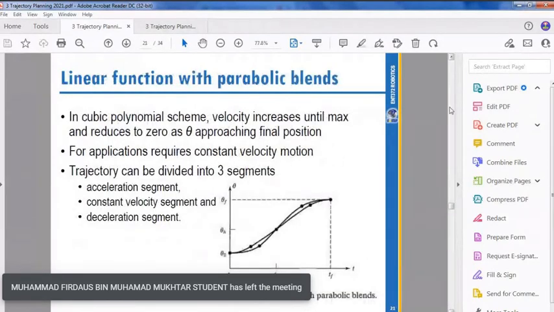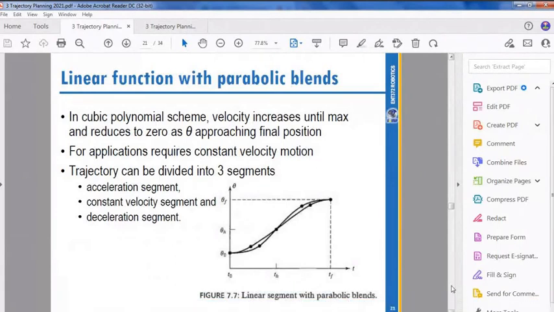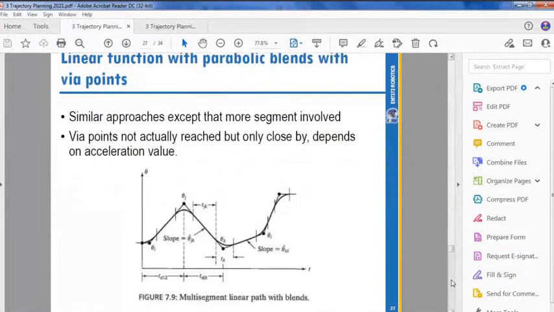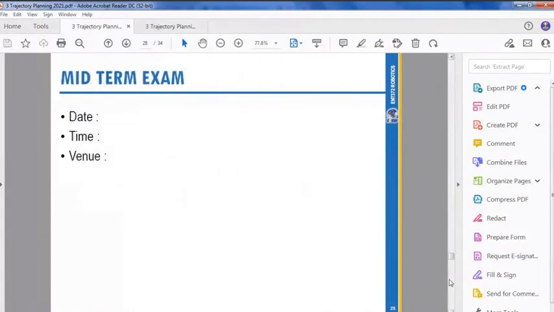Mungkin semua dah mengantuk dah. Okay, ini dah dah.